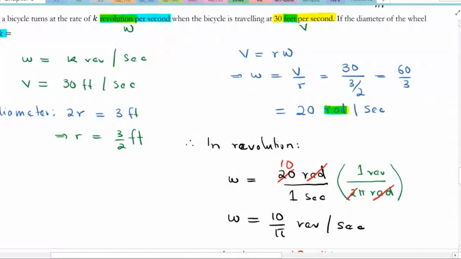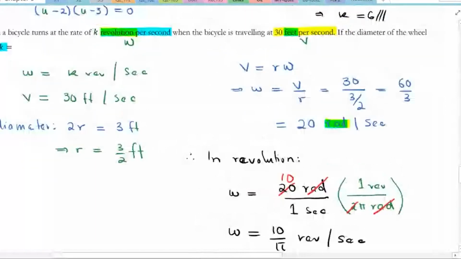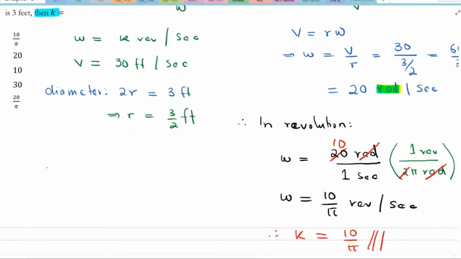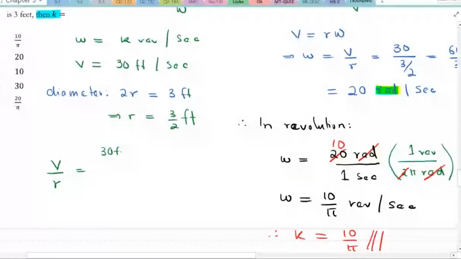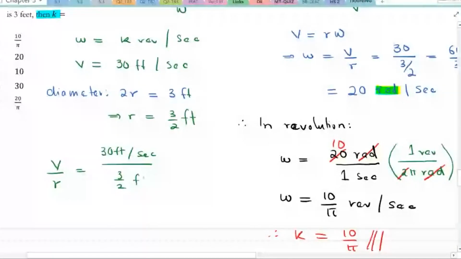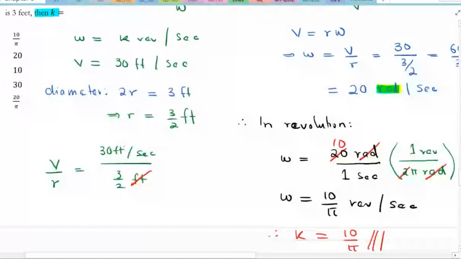Do you understand now? Yes, you got the radian from the feet, right? We got the radian. Okay, okay. Maybe I get where you are confused now. Maybe I should explain to you, okay? v divided by r, okay? Now what is v? v is going to be 30 feet per second. Now the radius is equal to 3 over 2 feet. Now, feet cancel with feet already.